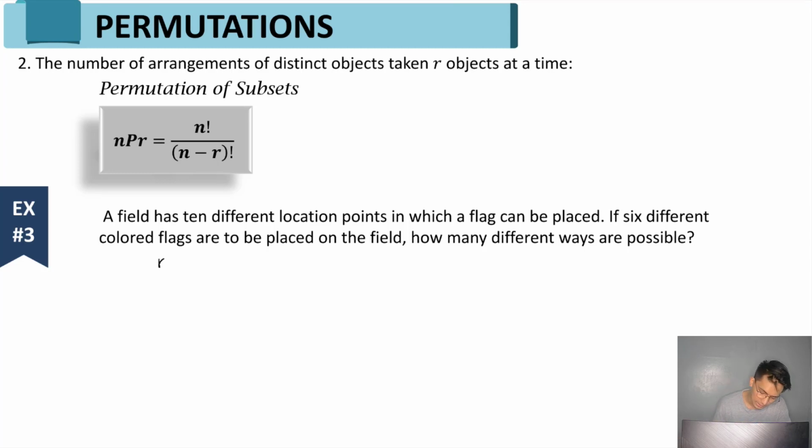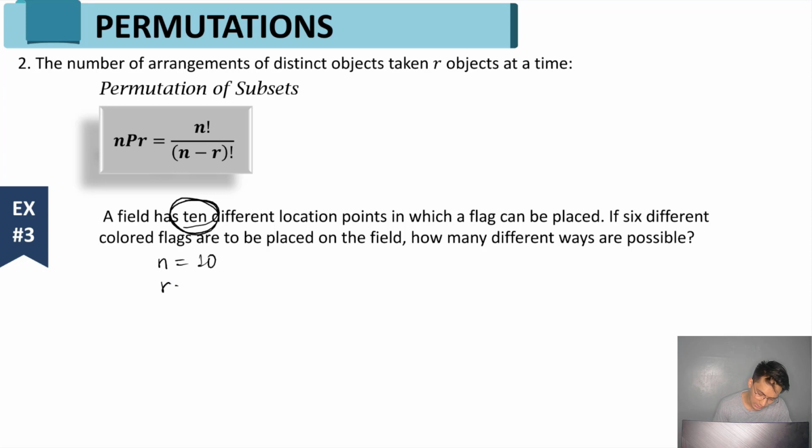Ang n natin is, eto, 10 daw. 10 different location. And then, sa 10 different locations din, maglalagay tayo ng 6 lang na flag. Kasi kung 10 flag din yan, linear permutation lang ang gagawin natin. Simply, 10 factorial lang. Pero dahil 10 bakanteng location ilalagyan, tapos 6 lang yung ilalagay mo, maraming possible na arrangements ang mangyayari. That's why we will use the formula.